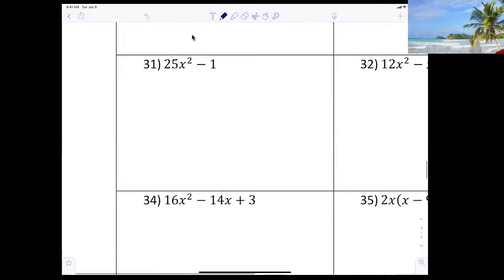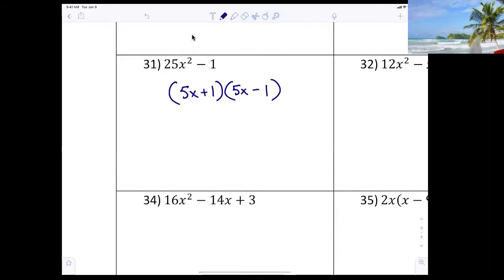All right, here we go. 31. What do we got? 5x and 5x. What else? 1 and 1. And 1 is? Because the middle term has to cancel. 5 minus 5 is 0. Any issues?